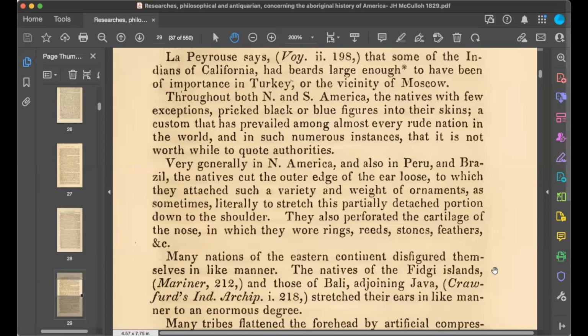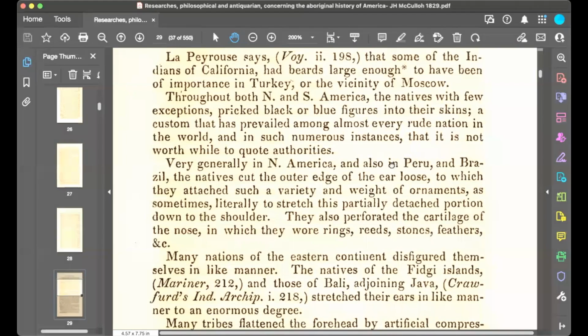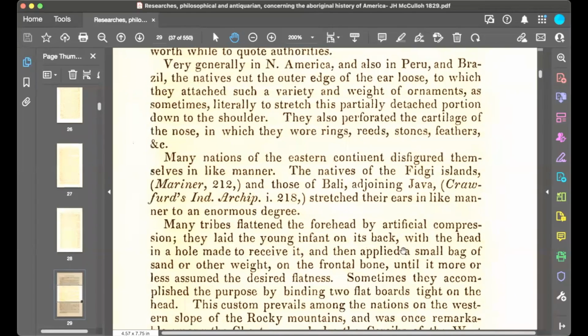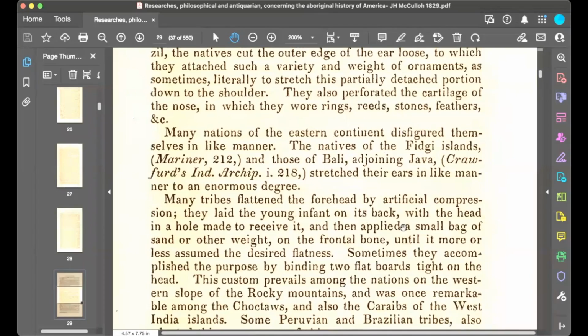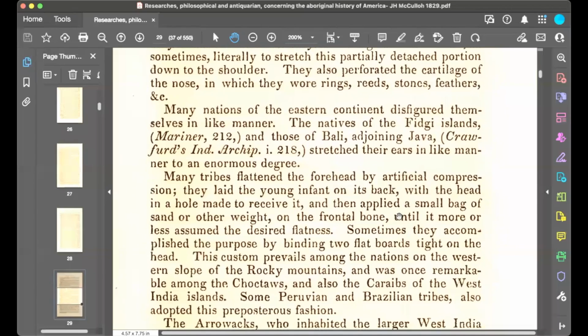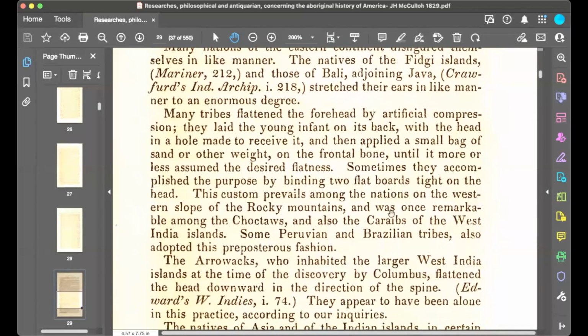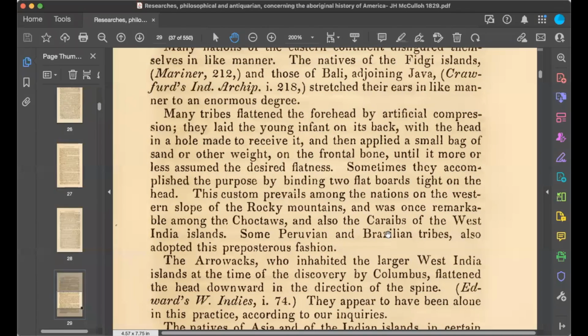Many nations of the eastern continent disfigured themselves in like manner. The natives of the Fiji Islands and those of Bali adjoining Java stretched their ears in like manner to an enormous degree. So very similar to the American Indians. Many tribes flattened the foreheads by artificial compression. They laid the young infant on its back with the head in a hole made to receive it and then applied a small bag of sand or other weight on the frontal bone until it more or less assumed the desired flatness. Sometimes they accomplished the purpose by binding two flat boards tight on the head.